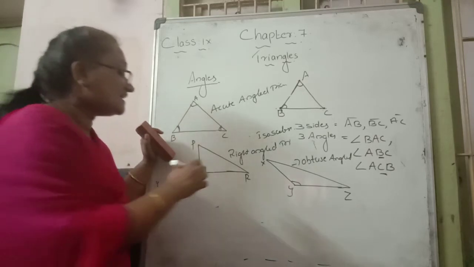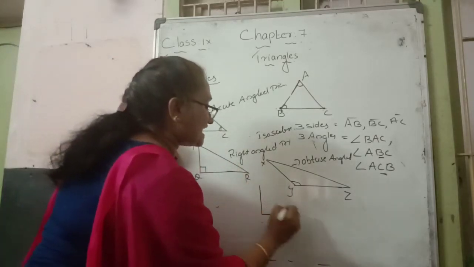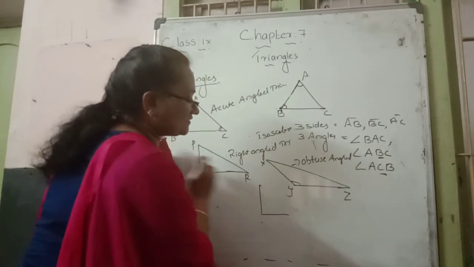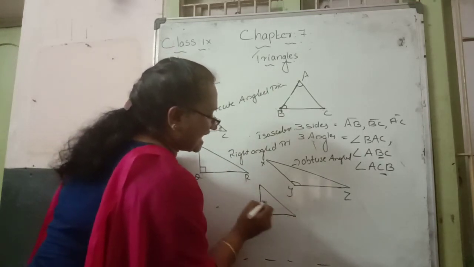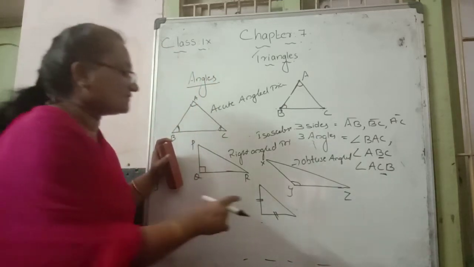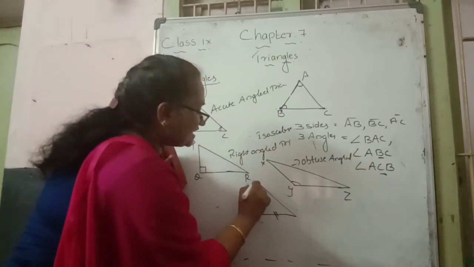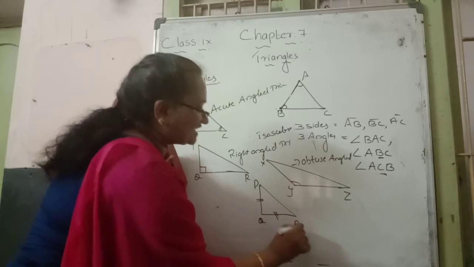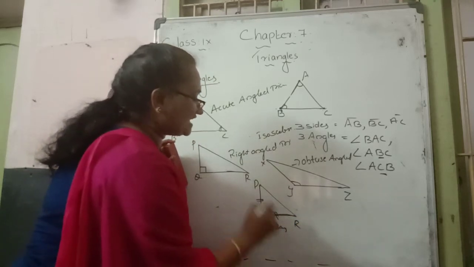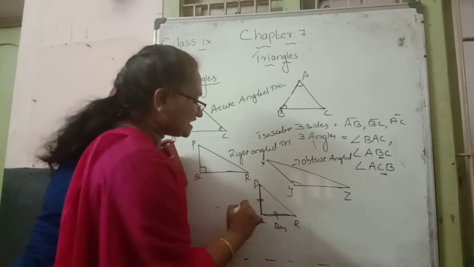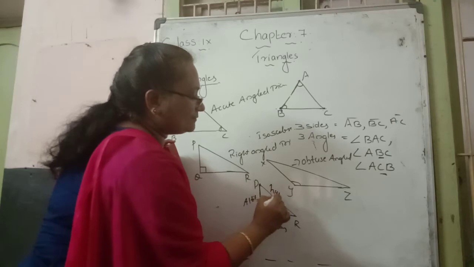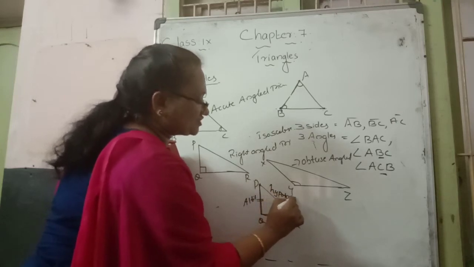One more is there. That means here they make an angle. One angle becomes 90 degrees, and two sides of the triangle, that means base, in a right angle triangle. Here see, PQR is one right angle triangle. QR is the base of the triangle and PQ is the altitude of the triangle. PR is the hypotenuse of our triangle.